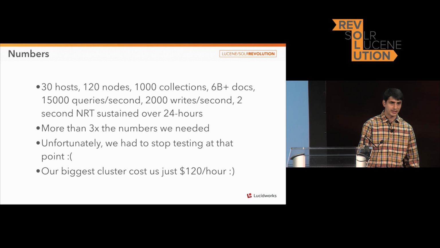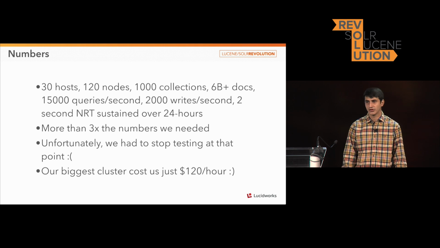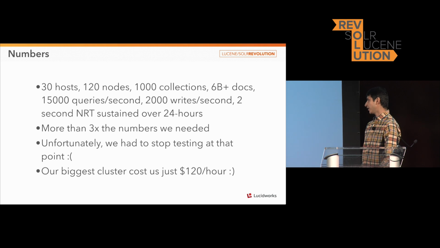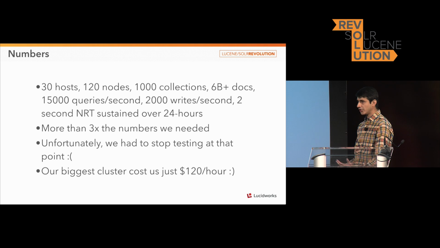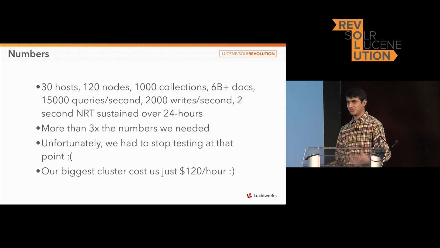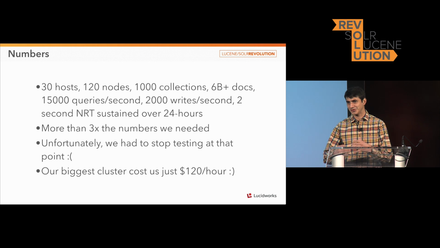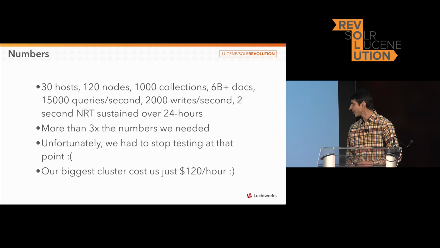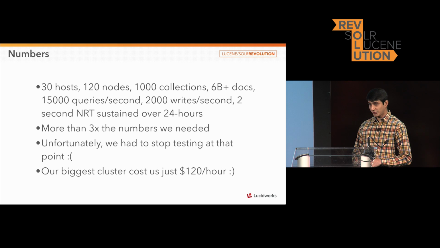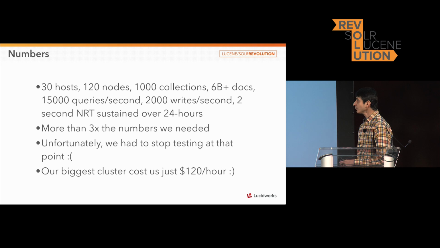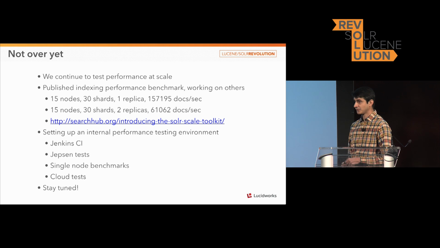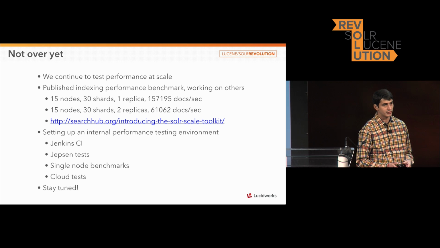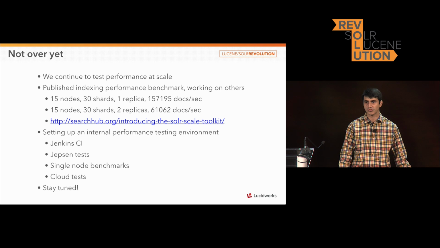So this was pretty good. This was almost 3 times the numbers that we wanted to have. So we sadly had to stop testing at that point. And our biggest cluster cost just $120 an hour, and I think this is great. AWS is so great, because we don't have to buy so many servers to test this out. We could just rent them out and give them back. So yeah, this was great, and it's not over yet, because we continue to do this continuously at Lucidworks, and I'm sure a lot of you are pushing the limits as well.